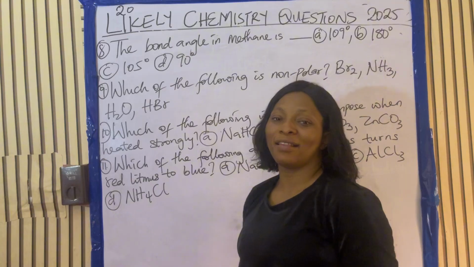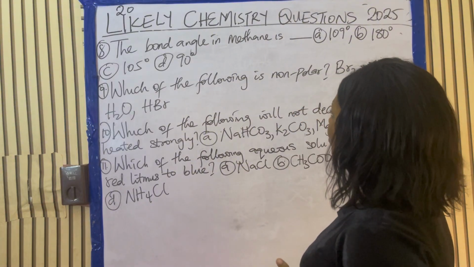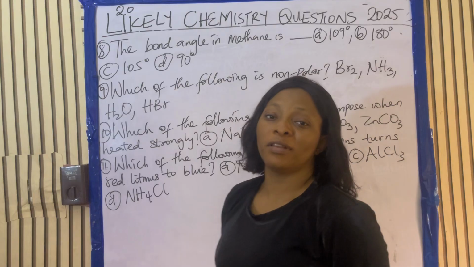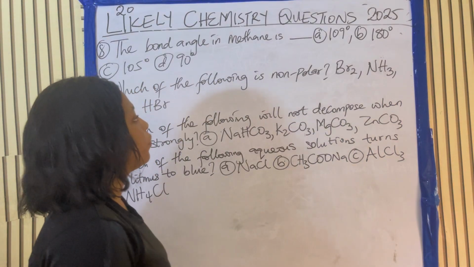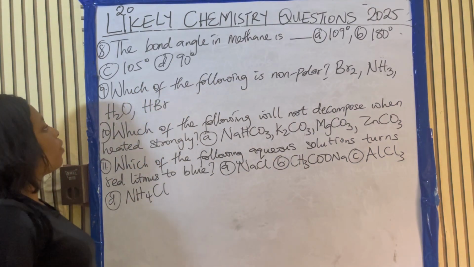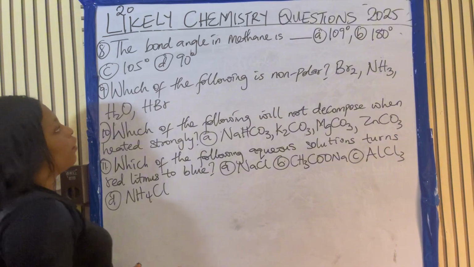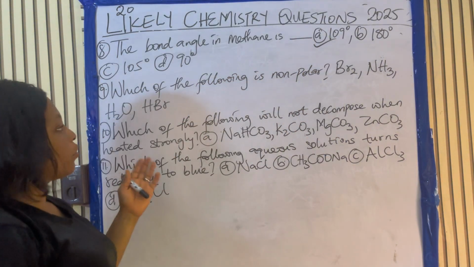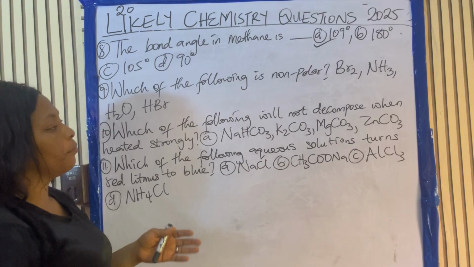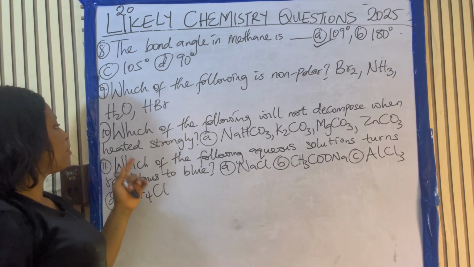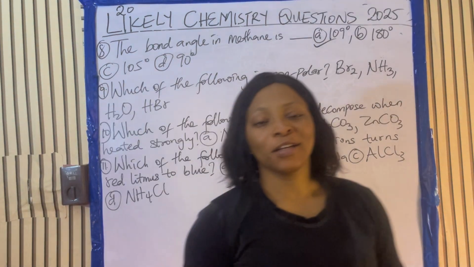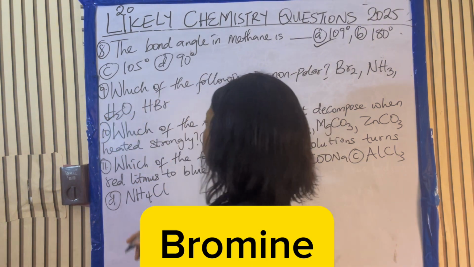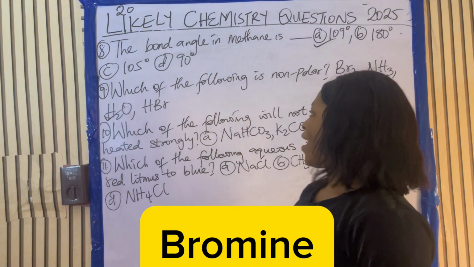So let's look at the next question. The bond angle in methane is what? 109, 180, 105, 90 degrees. Of course, the bond angle in methane is 109. Which of the following is non-polar? Bromine, ammonia, water, and hydrogen bromide. Which one is non-polar? Okay, so in this question, you have bromine to be non-polar.